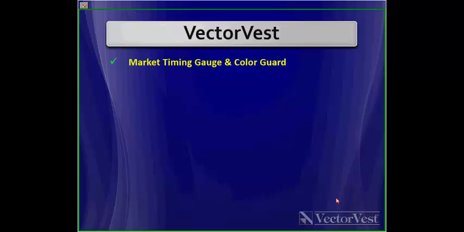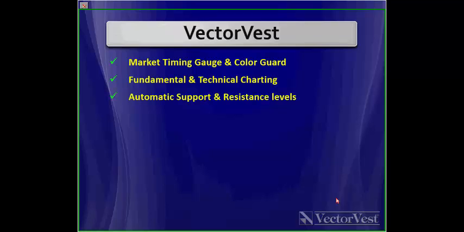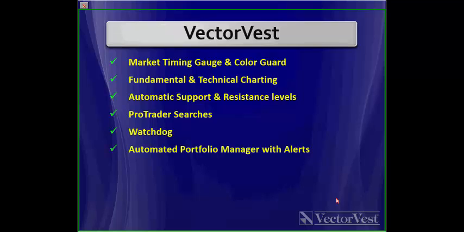So you're going to get the market timing gauge and the color guard, fundamental and technical charting, those automatic support and resistance levels, try to say that 10 times fast, that are drawn for you on the chart, the Pro Trader, the Watchdog, the automated portfolio manager with the alerts, and with this offer, we're including our real-time streaming data.